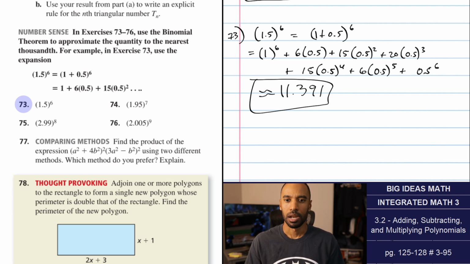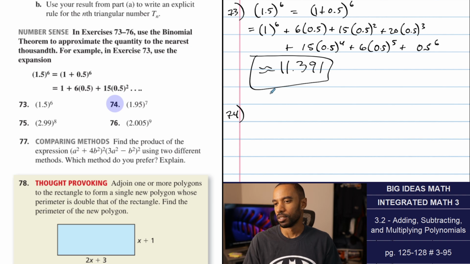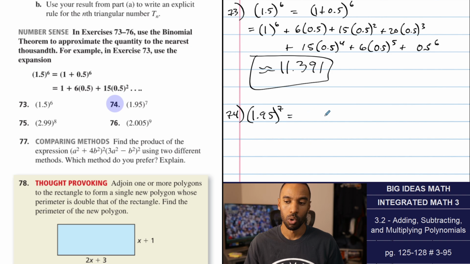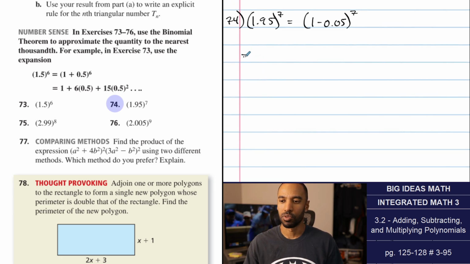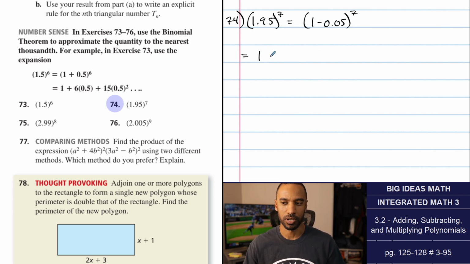Okay. Number 74 to the 7th power. They're going to go 7, 8, and 9 on us, guys. They probably want us to use Pascal's triangle for these. How dare I, if so. Did I skip 7 as the Pascal's triangle thing? 1.95 to the 7th. Here's the thing. You can do 1 plus 0.95, or you can do 1 minus 0.05. Like that. I don't know which one's easier. The 1's still the same, right? I'm keeping 1 as it was. So 1. Now, these are going to alternate signs.